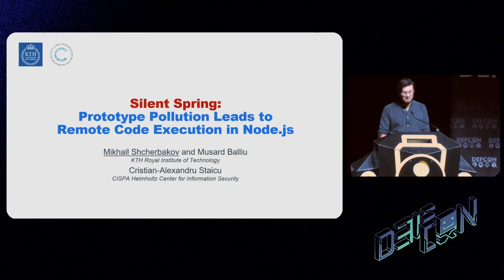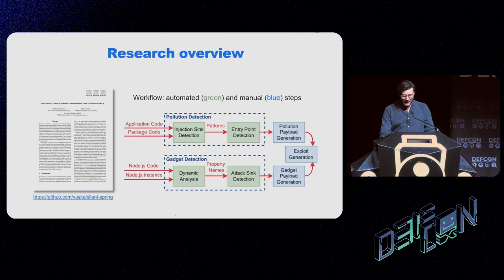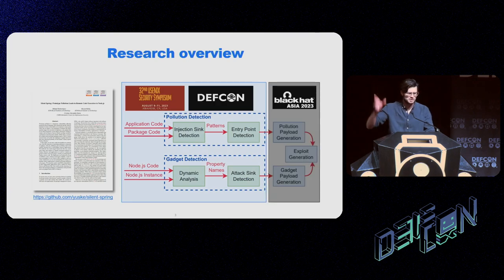So, we'll talk about prototype pollution vulnerabilities in JavaScript. This talk is based on the joint work with Musard Balliu and Chris Tycom. In this paper, we study prototype pollution vulnerabilities and their gadgets and implemented the tools to detect them. I already presented part of this talk, the exploits that we detected in the real applications and details of the gadgets, at Black Hat Asia. And today, I want to present more details about our methodology, about the tools.